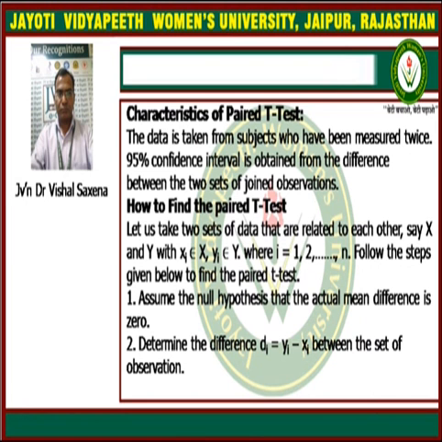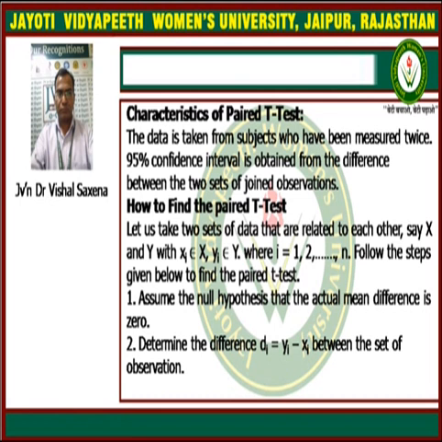Next, the characteristics of the paired t-test. What are the characteristics? The data is taken from subjects who have been measured twice. A 95% confidence interval is obtained from the difference between the two sets of joint observations.